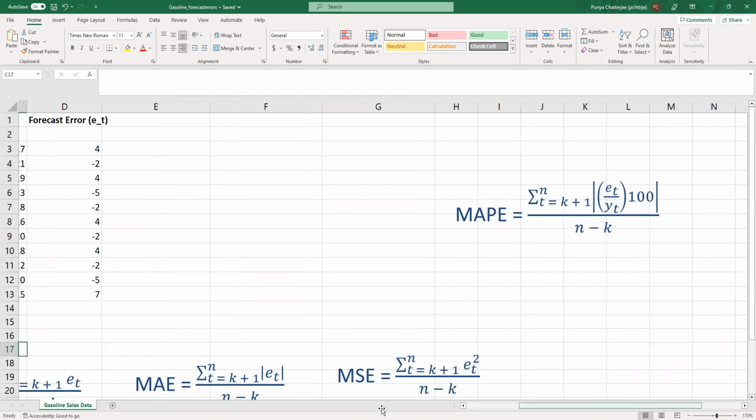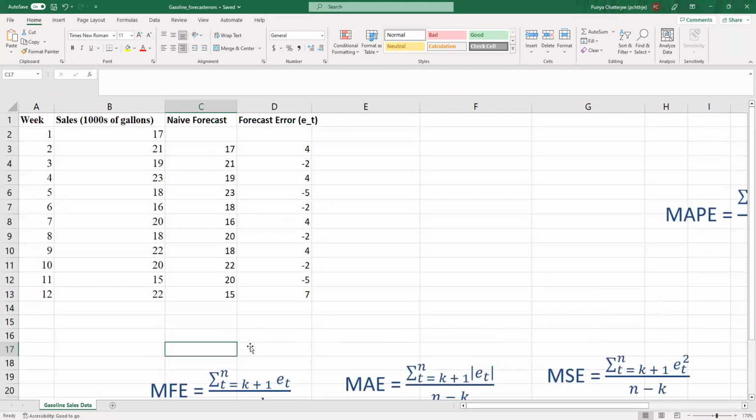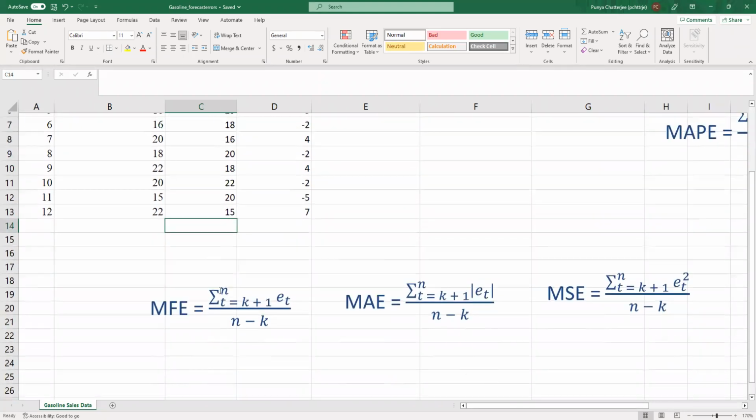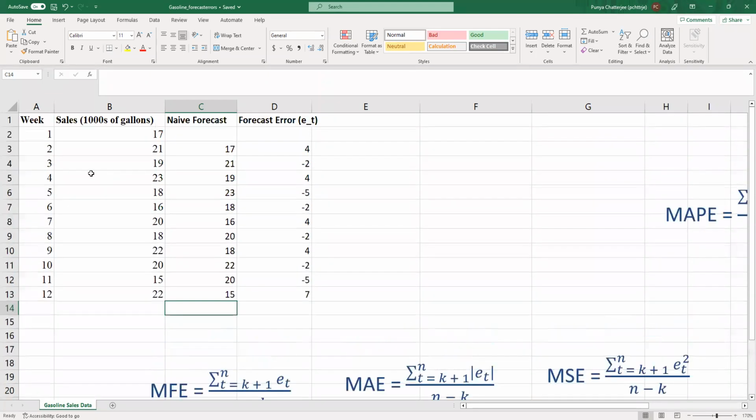Now let's calculate MFE. For calculating MFE, all you need is E_t; the rest of the things you have. The other things that you need to take care of are n and k. So what are n and k? n is the number of rows or data points that you have. In this case, we have 1 to 12, so we have the data of 12 weeks. So my n is going to be 12.